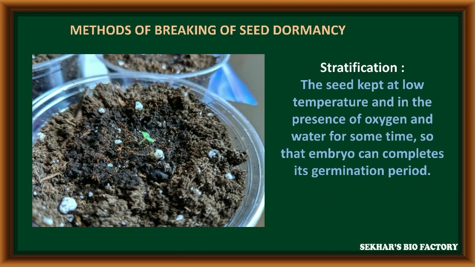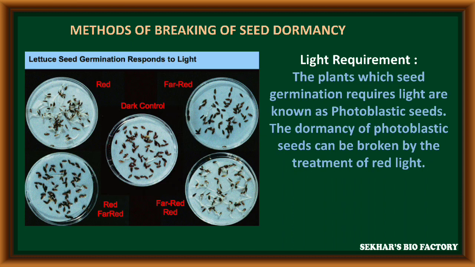The second method is stratification. In this method, the seeds are kept at a low temperature in the presence of oxygen and water for some time, so that the embryo can complete its maturation period, and it promotes seed germination. This is the method called stratification.